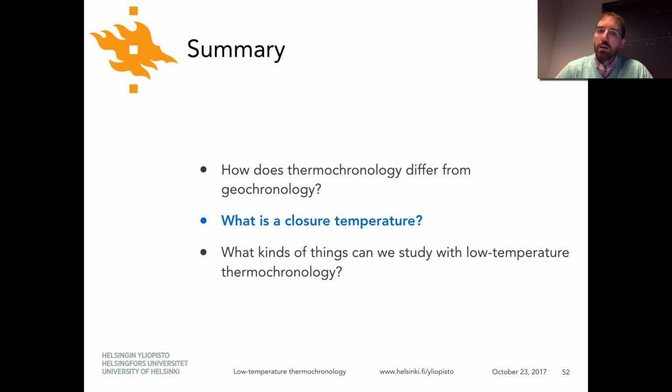What about this closure temperature idea? What's a closure temperature? I'm sure you all have some idea in your head about what it means. Maybe it's harder to say what it means. But if I said that I had the age of some thermochronometer sample and it was 10 million years, it's been 10 million years since what?